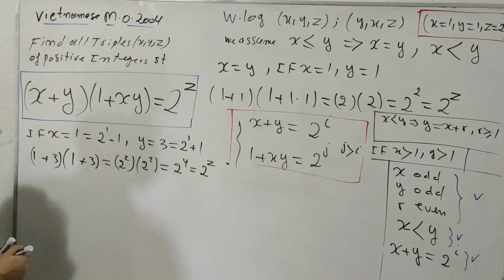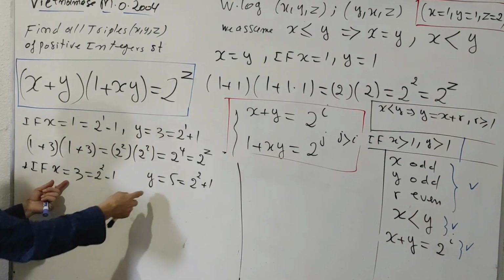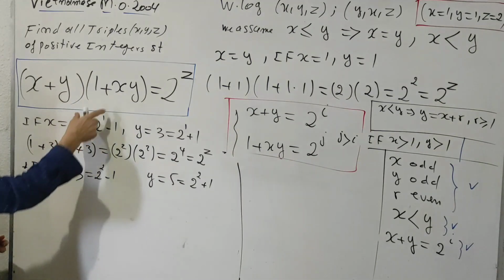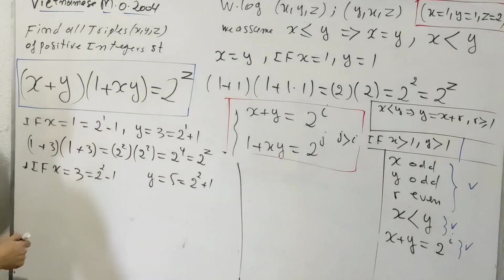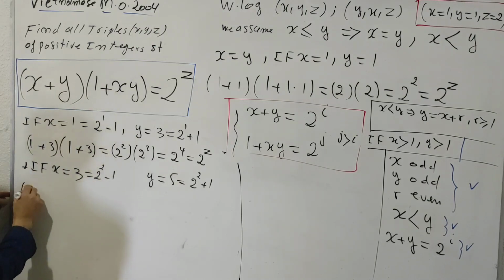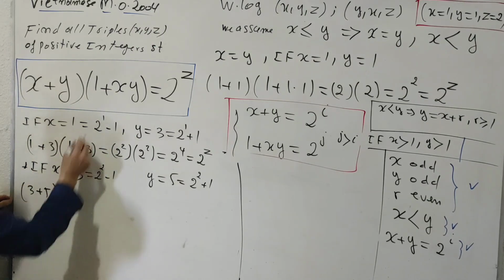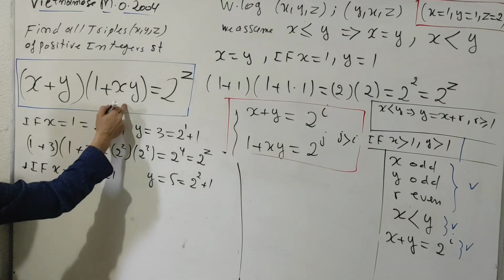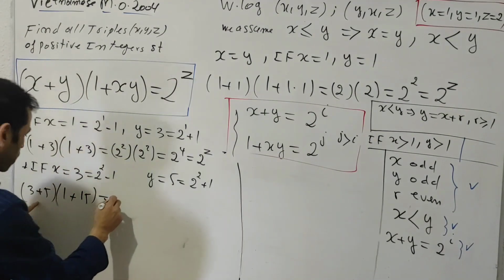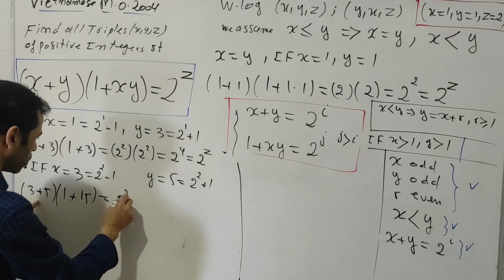Okay, let's check the second obvious case. So I'm going to plug this information of x and y into the original equation to see whether it verifies these solutions or not. So x plus y is the same as 3 plus 5, multiplied by 1 plus 3 times 5, which is 15. 3 plus 5 is 8, the same as 2 to the 3.